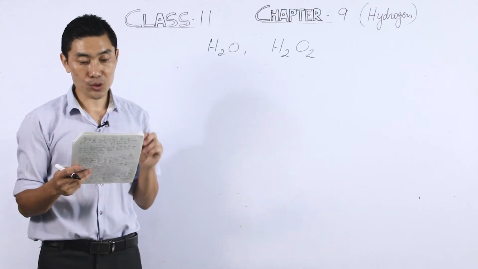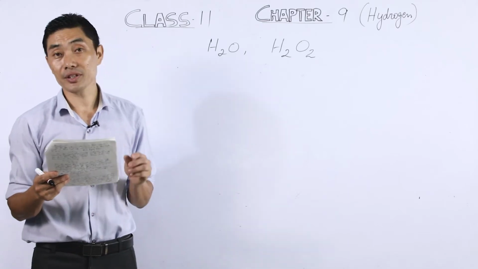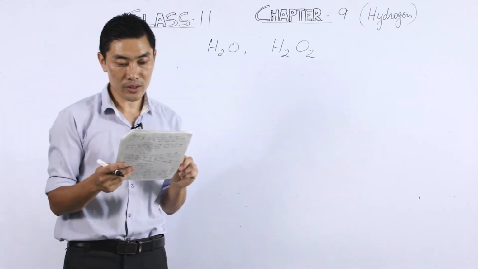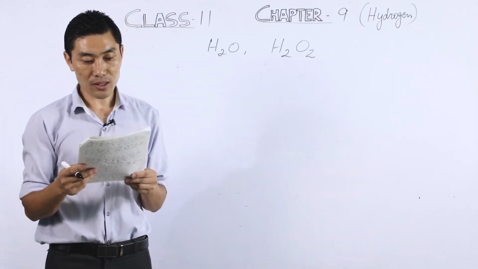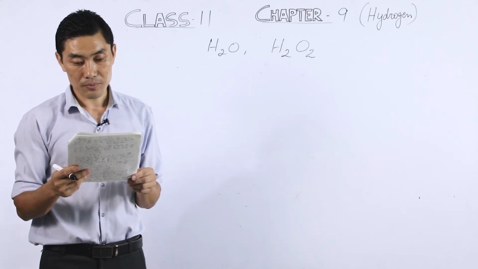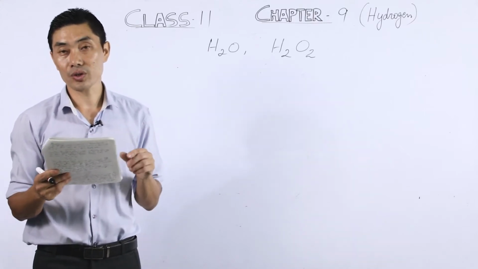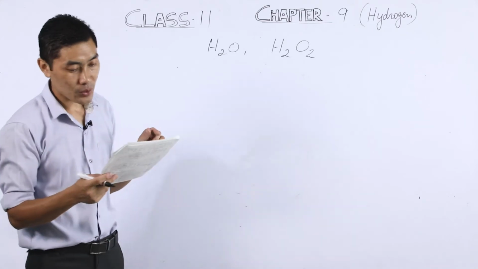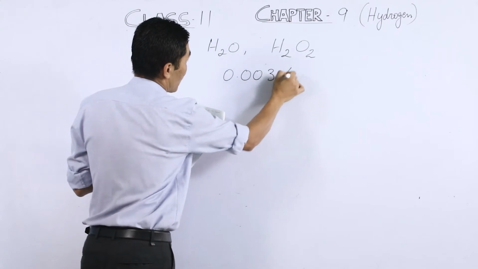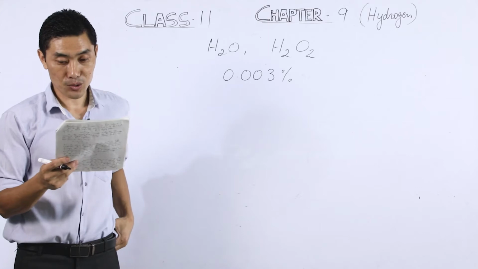Now, it is a crucial compound for the survival of all life forms, and it is a solvent of great importance. About 75% of the Earth's surface consists of water, but unfortunately, most of the fresh water is not readily available for human consumption because it is locked up in frozen lakes, glaciers, or underground. Only about 0.003% of water is readily available for human use.